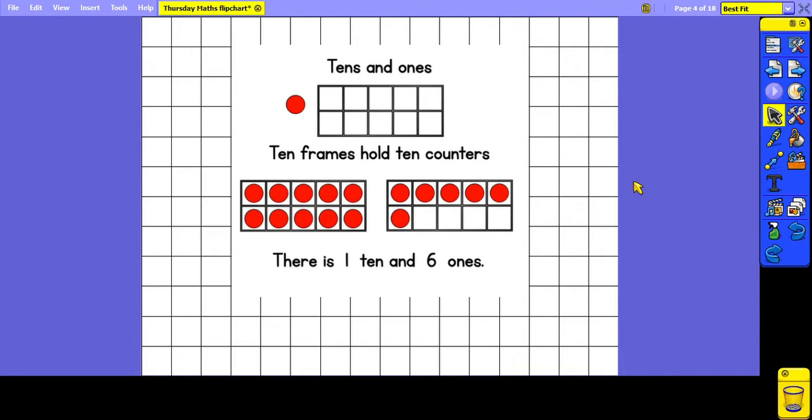So now we're going to be talking about tens and ones. And here we have got a 10 frame. And a 10 frame can hold 10 counters inside. So in this example here, we have got one full 10 frame, which represents one 10, because there are 10 counters. And then we have got 6 ones in the second 10 frame, because there are 6 counters. So altogether there is 1 10 and 6 ones.